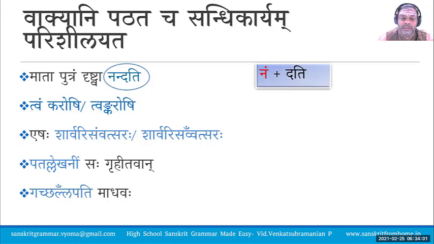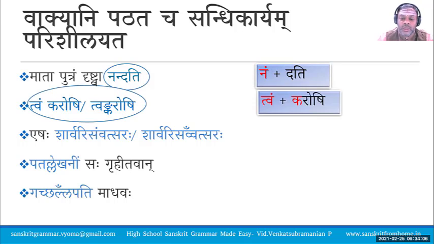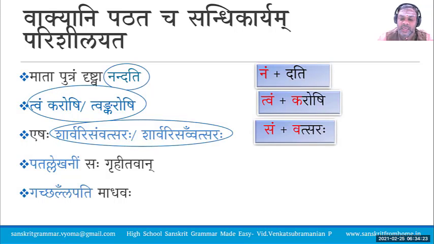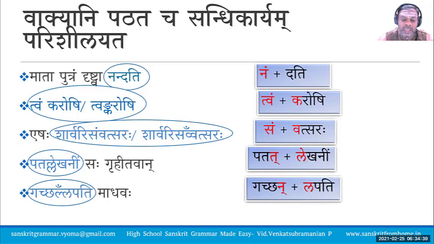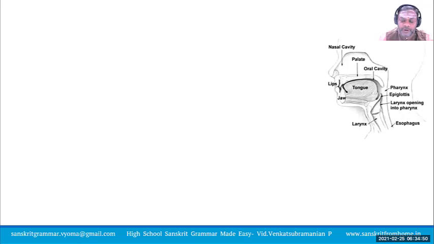Nam plus dati, nandati. Tvam plus karoshi becomes twankaroshi. Second one, sam plus vatsaraha, samvatsaraha. Patat plus lekhanim, patallekhanim. Gachan plus lapati, gachallapati. So we have a lot of the rule of Parasavarna Sandhi, and understanding of Parasavarna Sandhi can be done in 3 parts. Okay. Be very careful with this Sandhi.